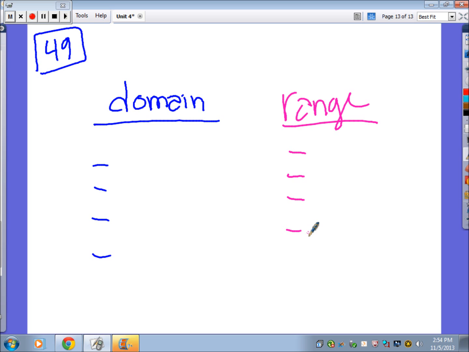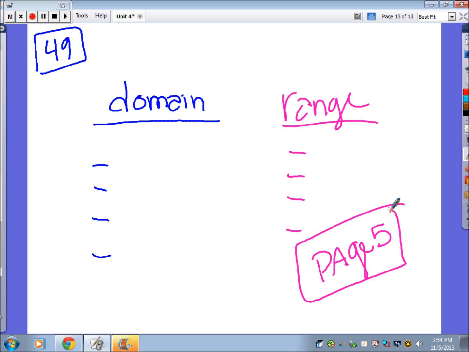I want you to do something. If you need ideas, you can always go back and look in your ISN on page 5 for some left side ideas. Restate it in your own words, something like this. Maybe write a letter to a friend, practice examples, create an acronym, something that's going to help you remember the domain versus the range.